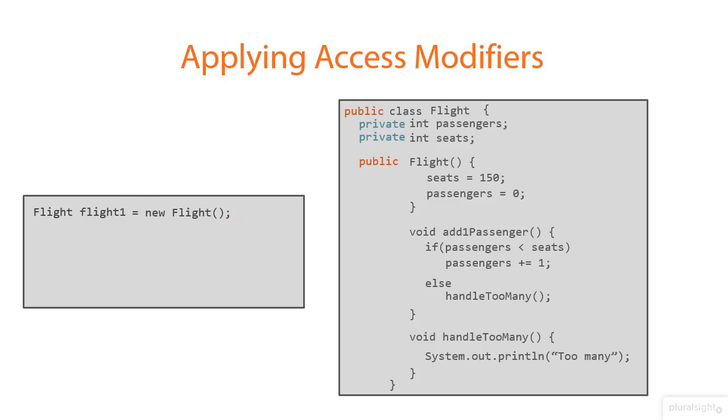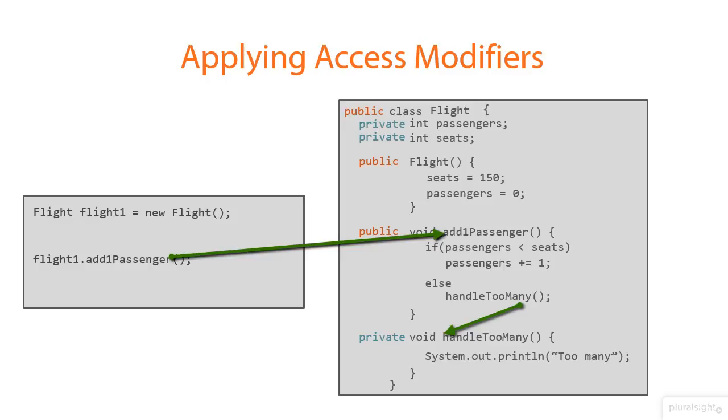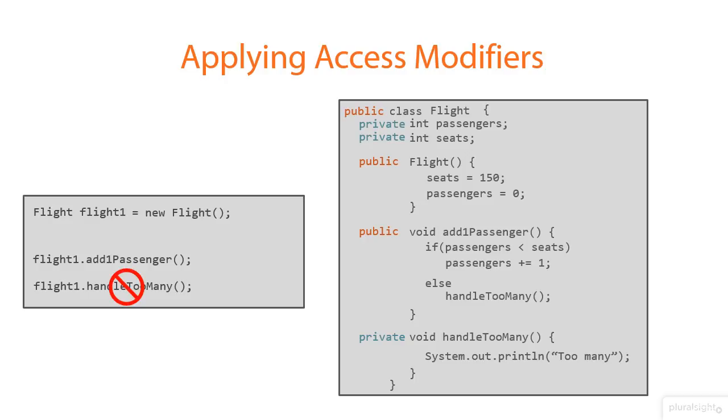Now looking at our methods, let's say we mark addOnePassenger as public and handleTooMany as private. Well, from outside the class, I'm free to call addOnePassenger, right? That calls into addOnePassenger. AddOnePassenger checks the number of seats, and if they're already full, it actually would call down to handleTooMany, and that would be just fine, right? Because we're accessing handleTooMany from within our Flight class. But if from the outside we try to call handleTooMany, again, that would be a compile time error, right? We're not allowed to access it from outside of the class.